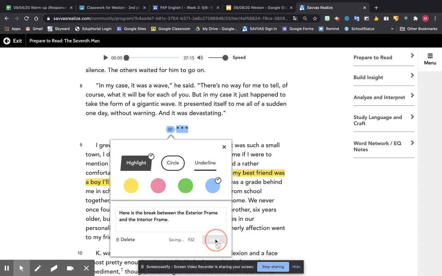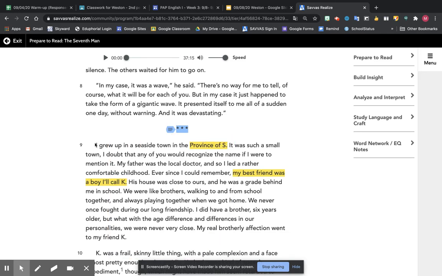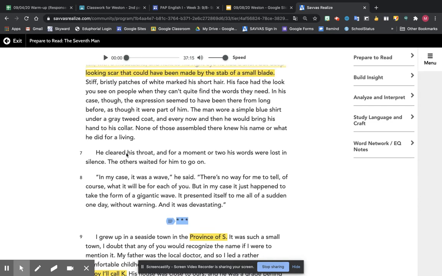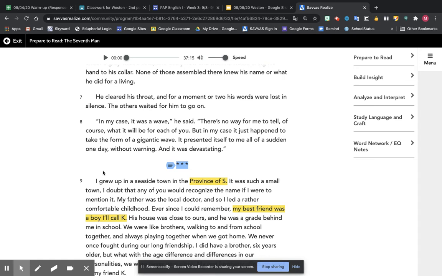And click save, and then that's just your note from there. Notice the difference. This is being told in third person point of view, and then we shift to first person point of view. I might highlight just this very first part.